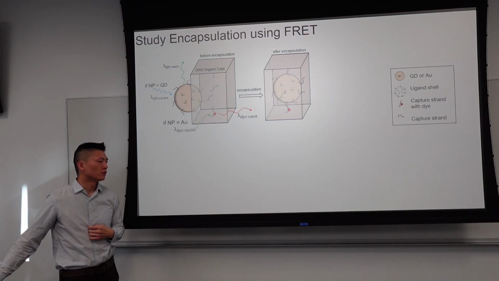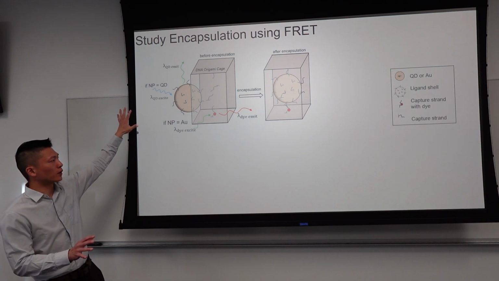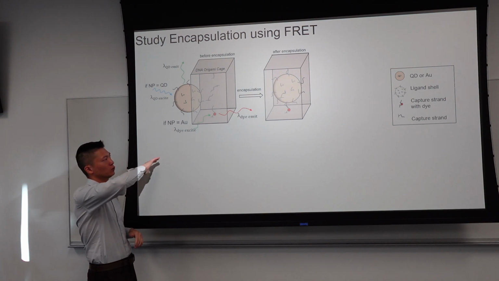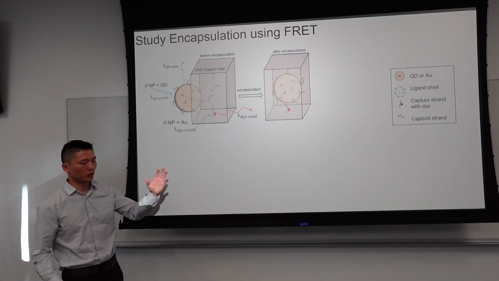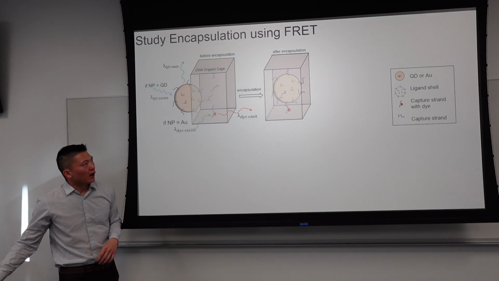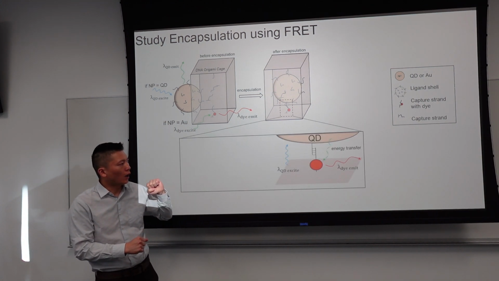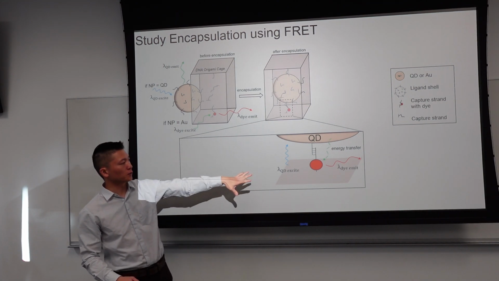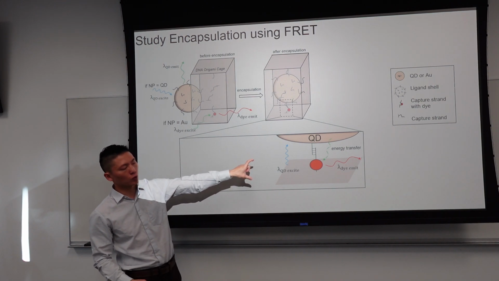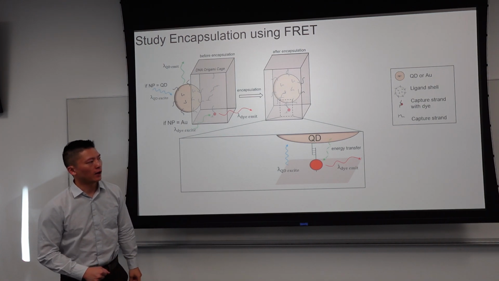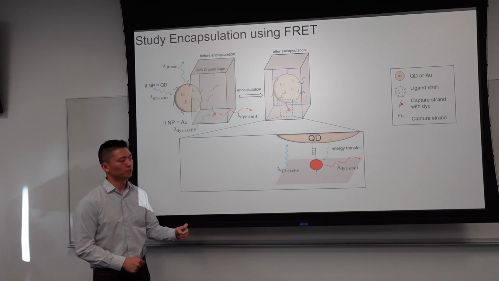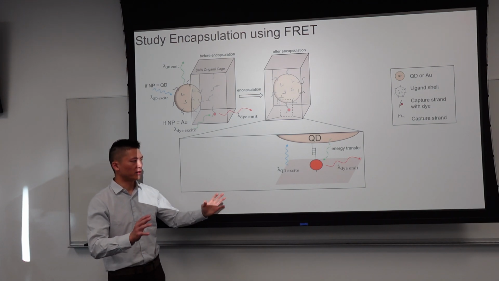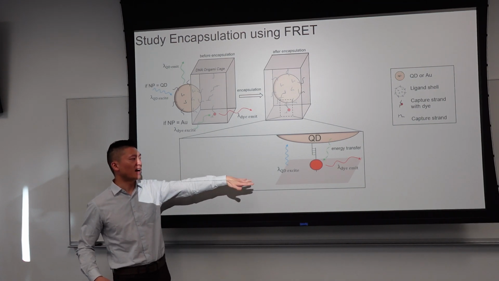Now, we may also, instead of using a quantum dot, use a gold nanoparticle. If it is the gold nanoparticle, then we would prefer to excite the dye, which would emit in the red. Now, upon encapsulation, if it is the quantum dot, the green light that we see will disappear, because the quantum dot and the fluorescent dye are nearby each other, close enough for an energy transfer to occur, a non-radiative energy transfer.